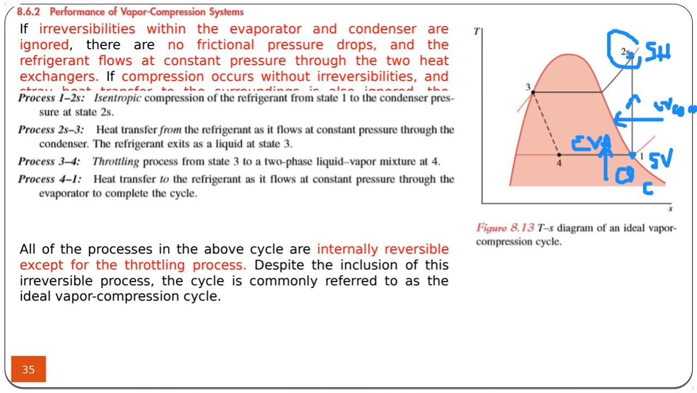Then this superheated refrigerant gets into the condenser. This is the condenser, where heat has to be rejected, QH, so that at the exit of the condenser we have saturated liquid. And inside the expansion valve, this is the expansion valve, we have a situation where H3 is equal to H4.